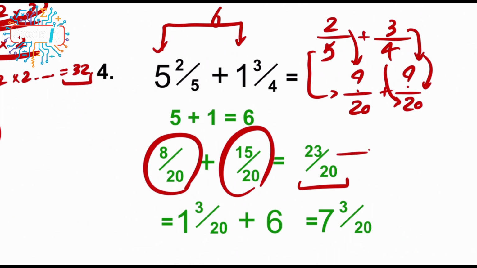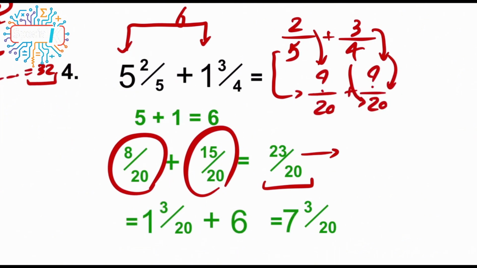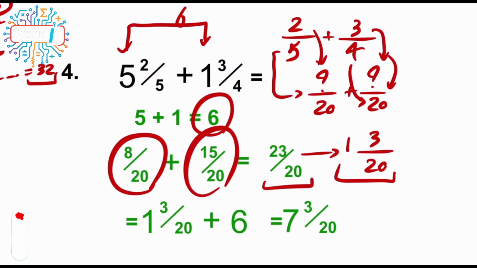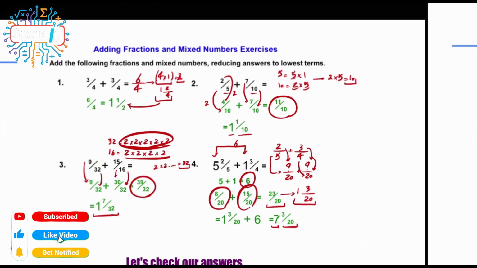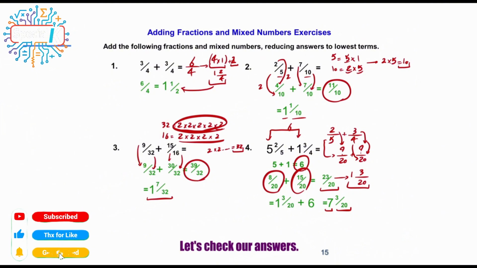If you just consider it as a pizza that has 23 slices, I know 20 of those slices are going to make the whole one. So this is actually one whole pizza with 3 slices. So right now I have to do this addition plus the other 6 that I had. So 1 and 3 over 20 plus 6 is going to be 7 whole pizzas with 3 slices. And that's it. Simple as that.